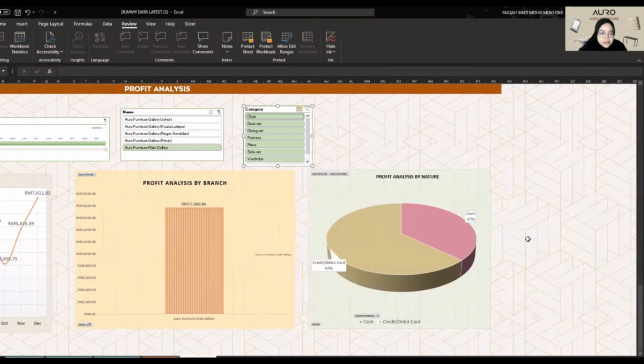The profit was 63% made by credit or debit card for our main gallery and 37% was made by cash payment.